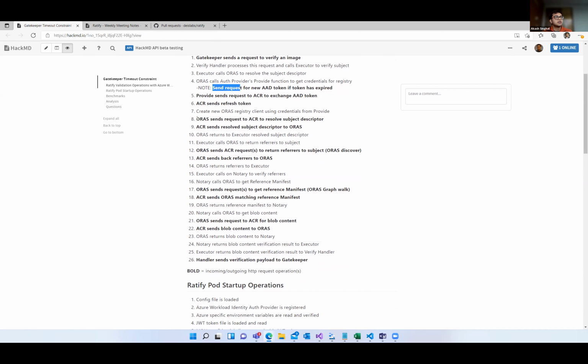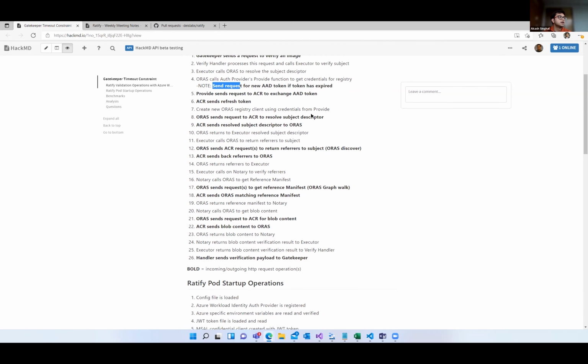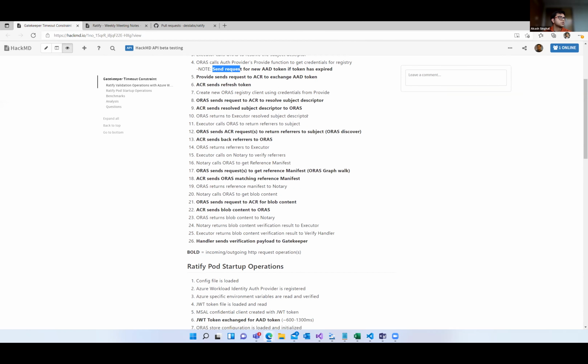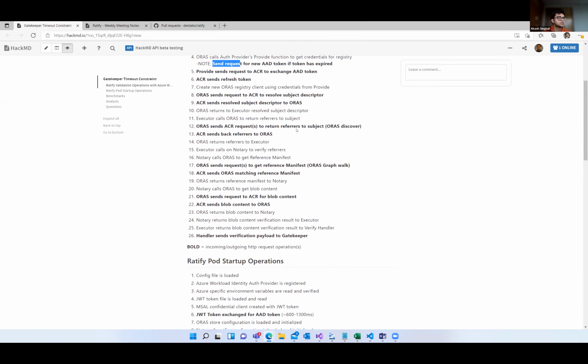So we take the image name with the repo and the registry host name, and pass that on to ORAS. ORAS makes a request to ACR to resolve the subject descriptor, and then ACR returns the resolved subject descriptor to ORAS. After that, using the resolved subject descriptor, ORAS needs to query ACR for the list of referrer artifacts that refer to this subject. And we do that via ORAS Discover, which will return back to us a list of these referrer artifacts.